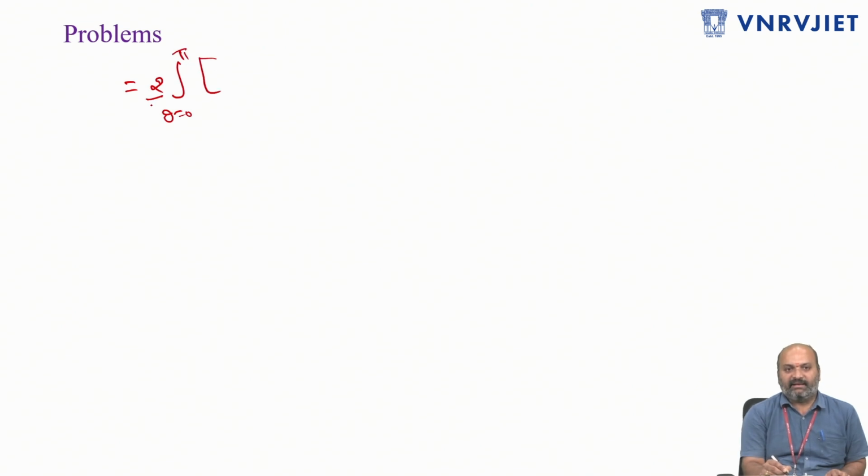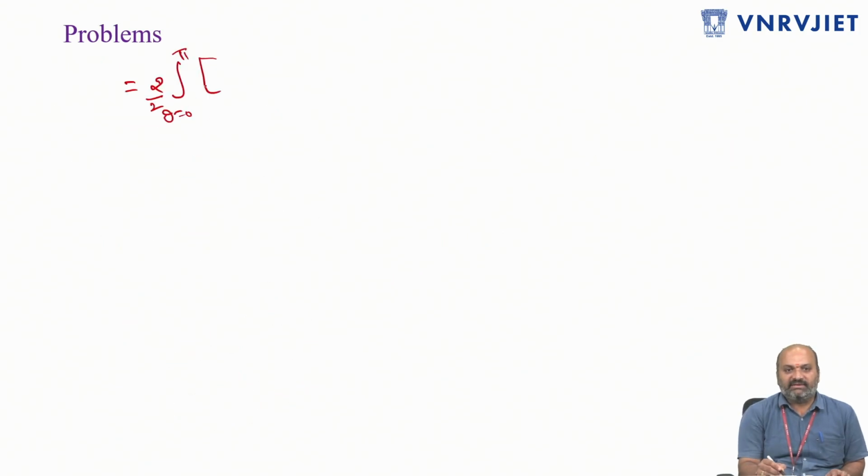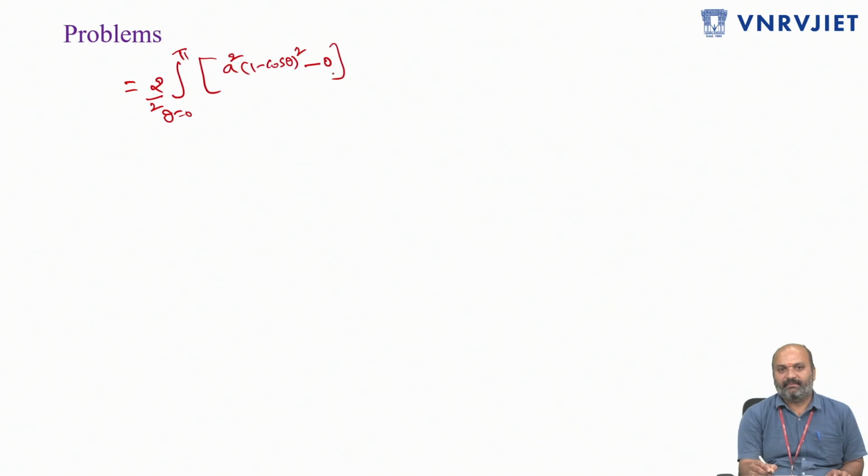Let's write this 2 outside. See, here we have 2, no? This 2 I am writing outside, so r square only. Now, instead of r square, the upper limit is a into 1 minus cos theta whole square, which can be written as a square into 1 minus cos theta whole square. Substituting the lower limit, which is 0, there is no contribution, into d theta. Of course, this 2 and 2 get cancelled. Okay. Therefore, now let's simplify.